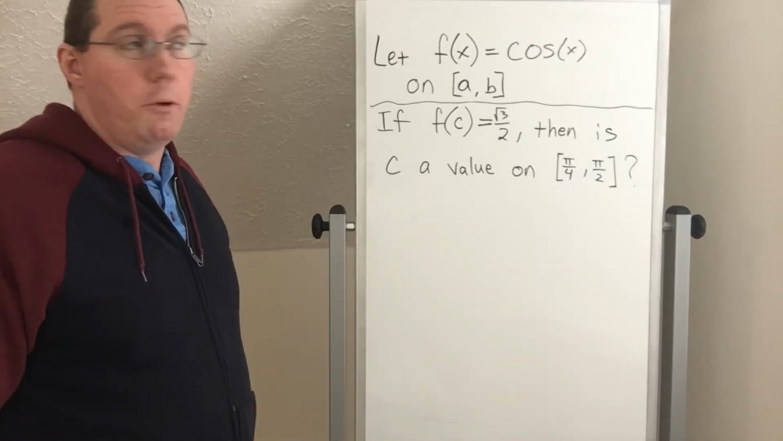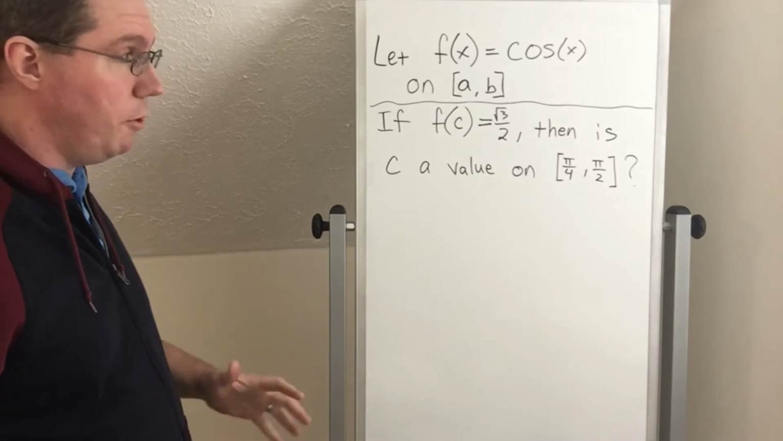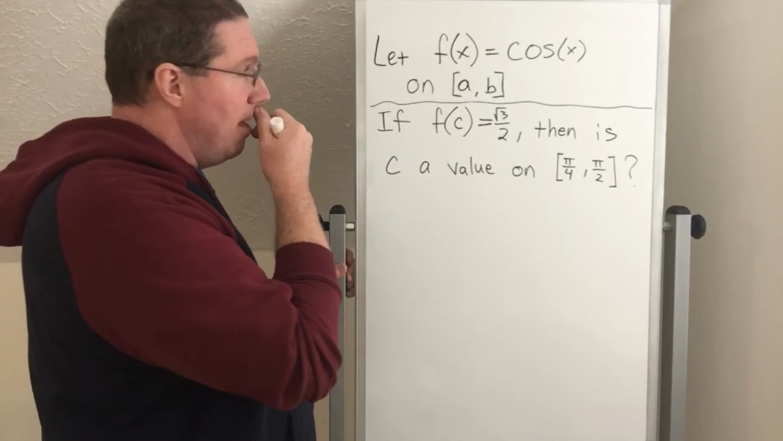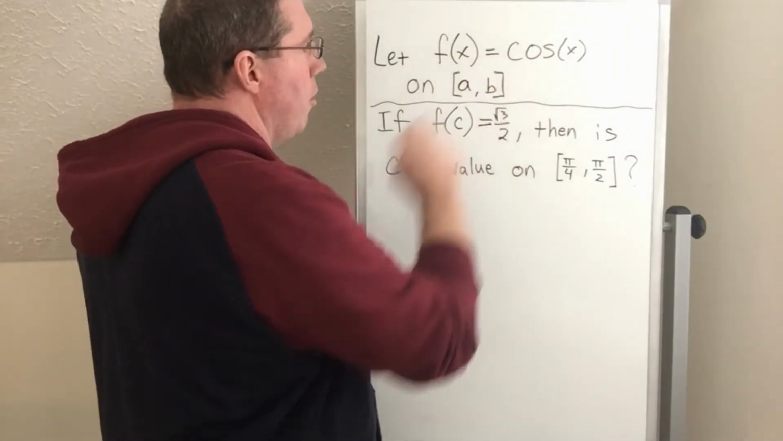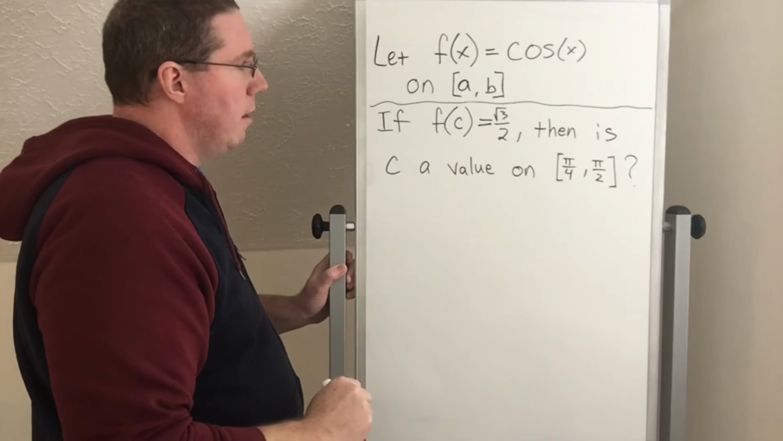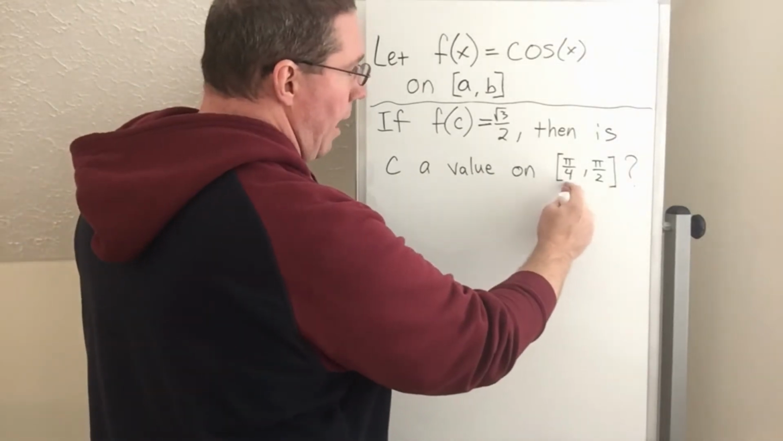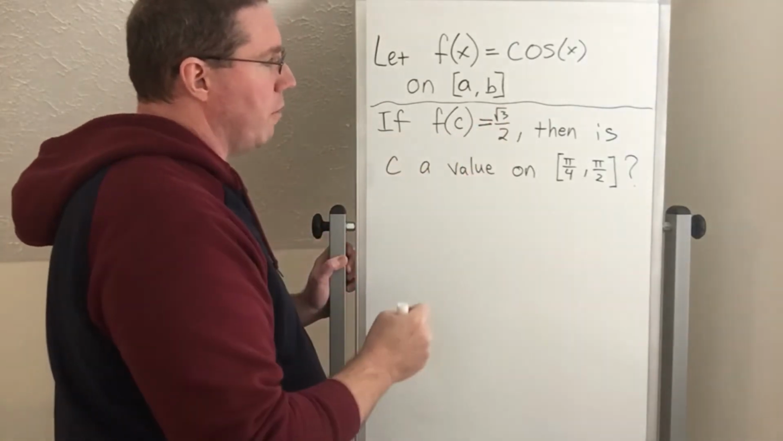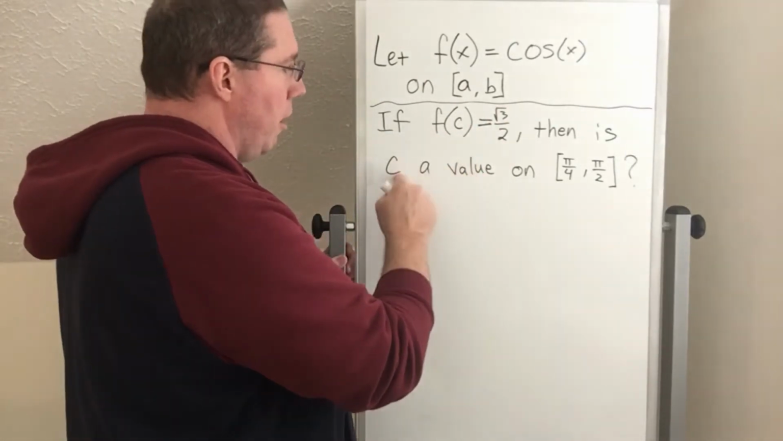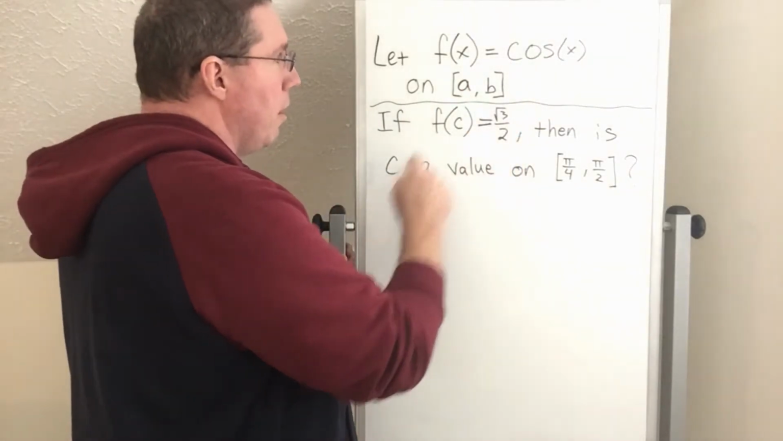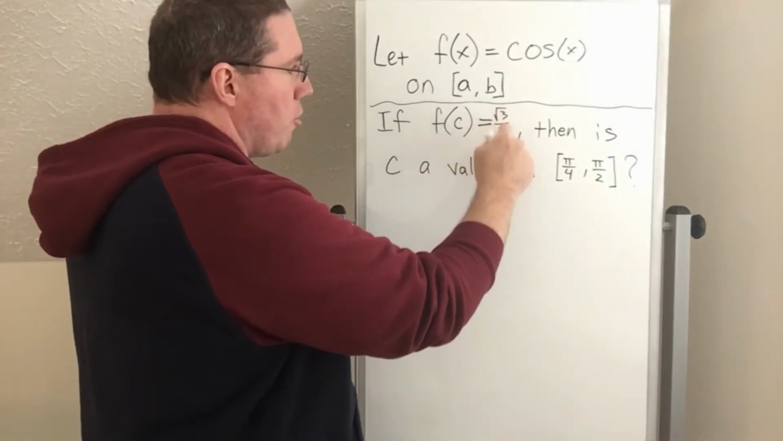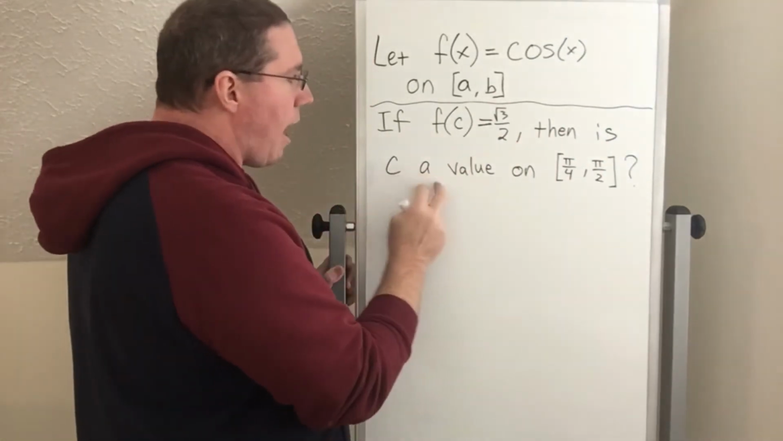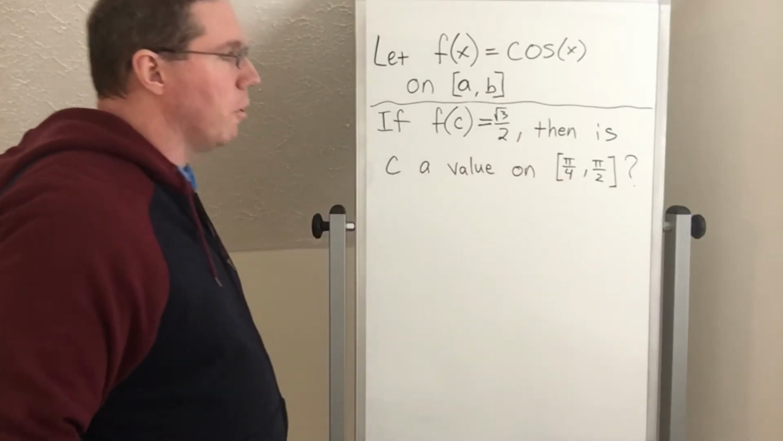All right, here's another example, one with a trigonometric function. Just got to keep you on your toes. We got to remember that we're always dealing with different kinds of functions. So it says, let's say that f of x is equal to cosine of x on the interval from a to b. Okay? And here a to b is from pi over 4 up to pi over 2. So now it's saying, if f of c is equal to square root of 3 over 2, meaning the output of the function, when you plug c into cosine of x, you get the output square root of 3 over 2. So if f of c is equal to square root of 3 over 2, then is c a value on the interval from pi over 4 to pi over 2?